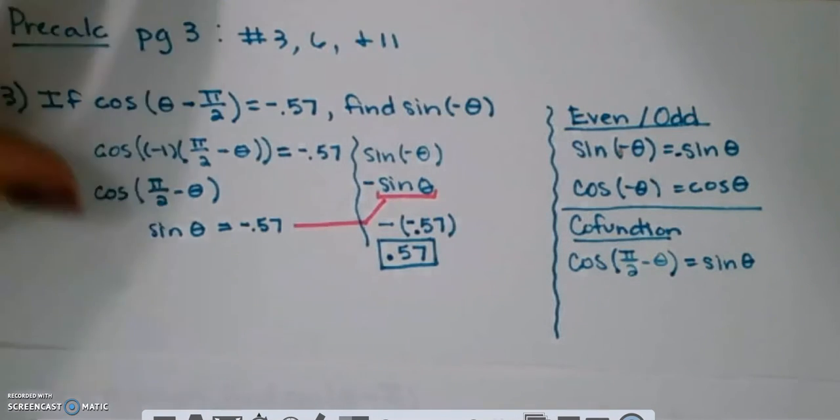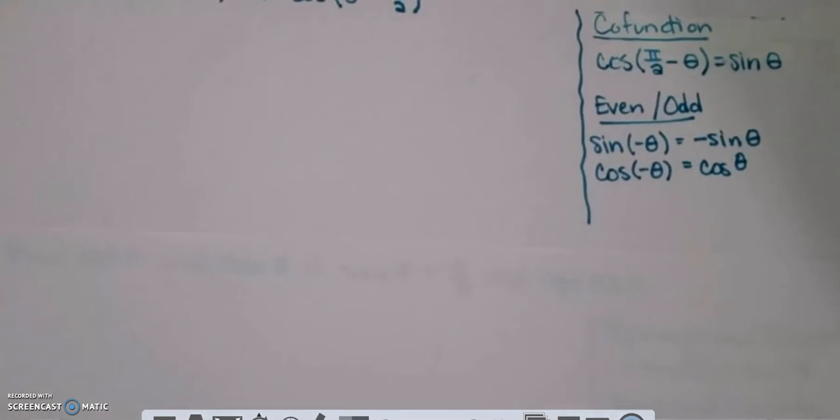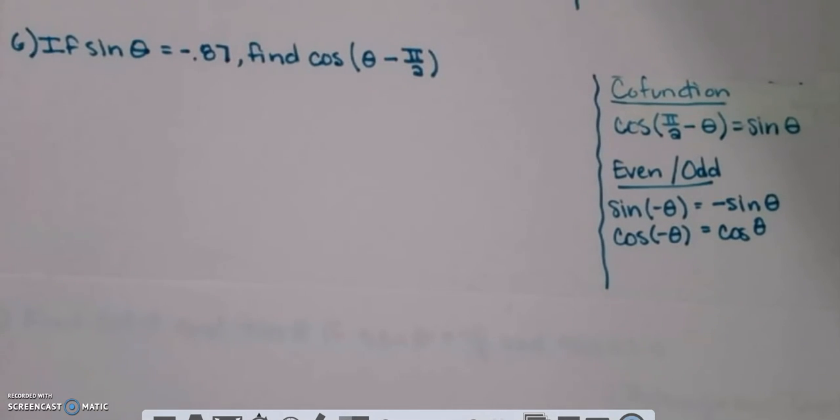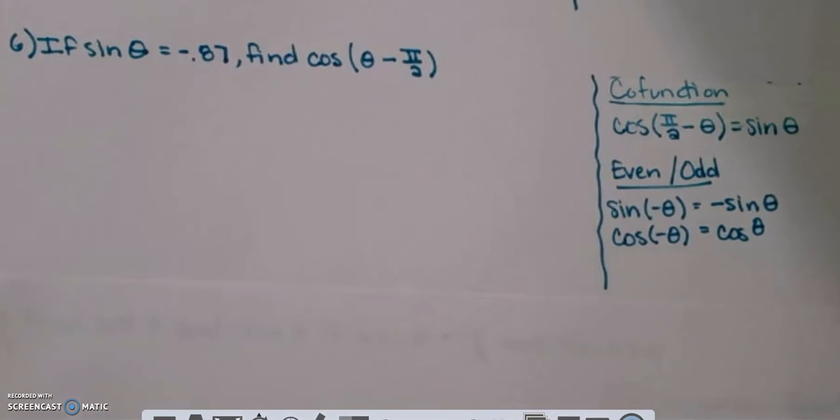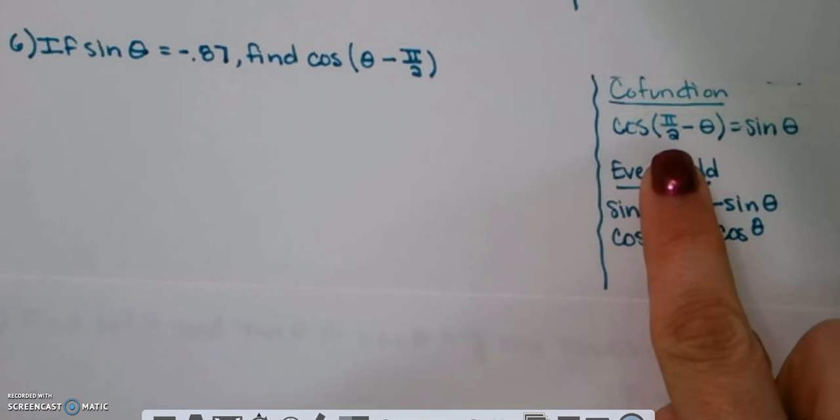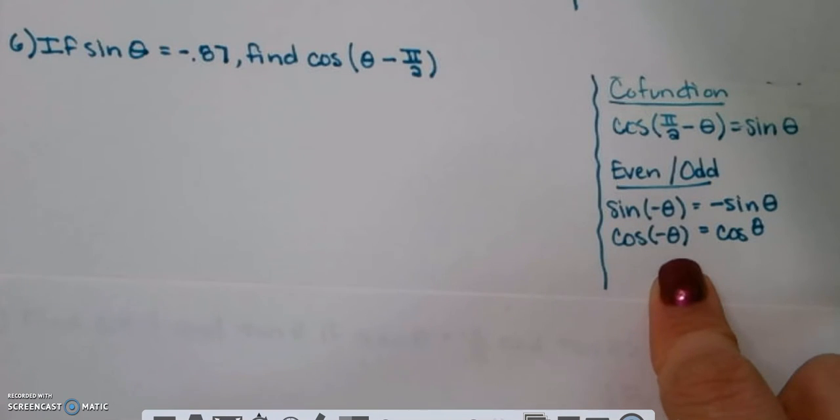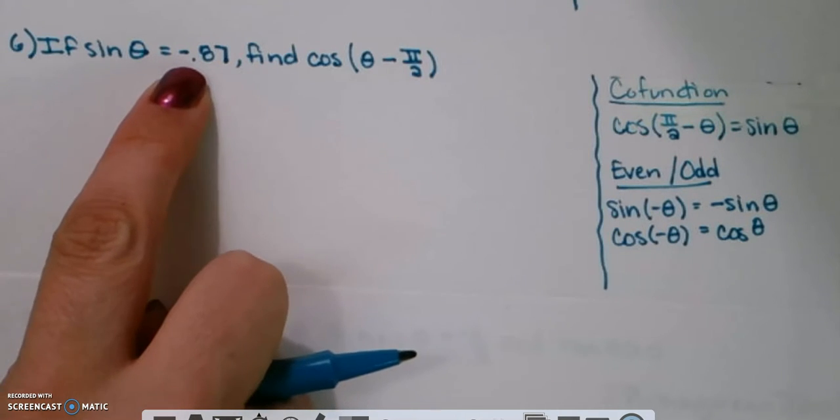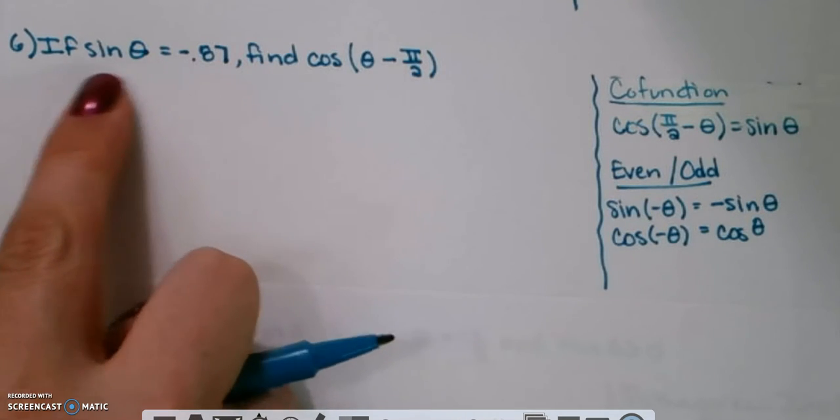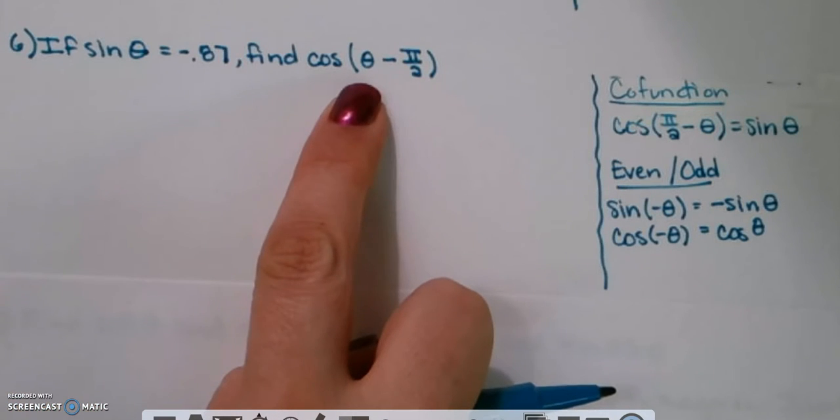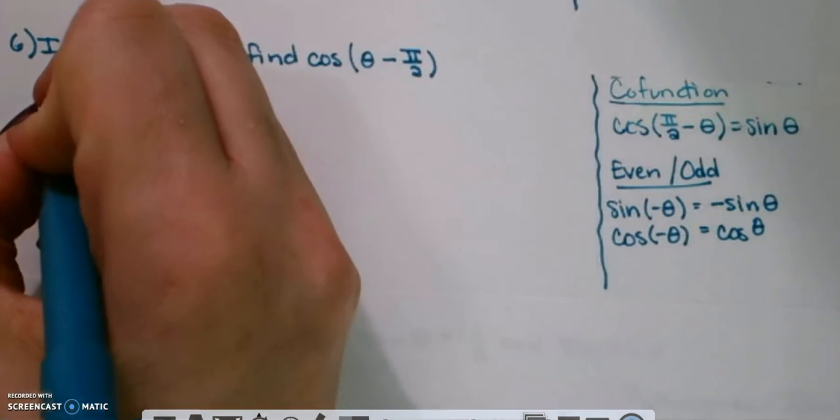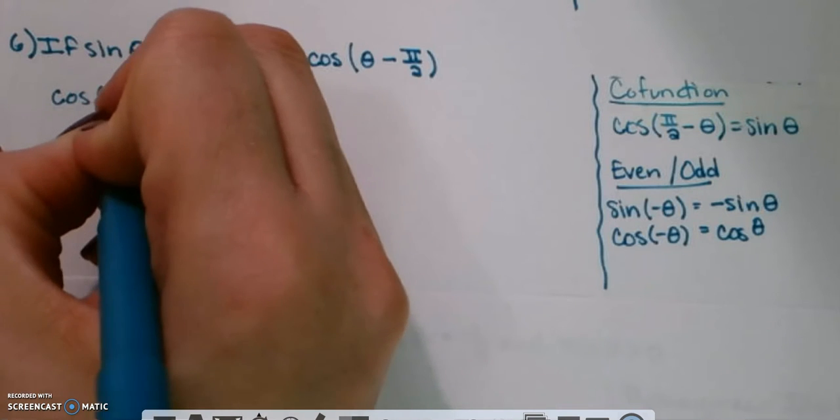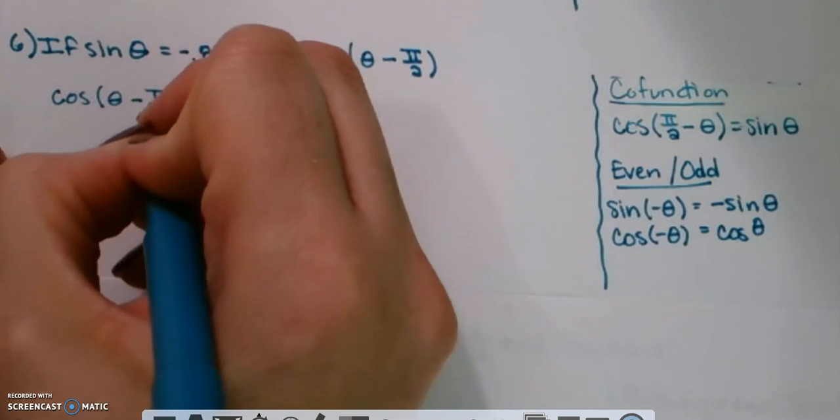Alright, now for the second problem on that page that I've asked you to do, it's going to look like this. It's really the same idea. You're using your cofunction identity. You're also using your even and odd identity. So we're told that the sine of theta is equal to negative 0.87. This is already simplified. So now we've got to go from this guy, the cosine of theta minus pi over 2.